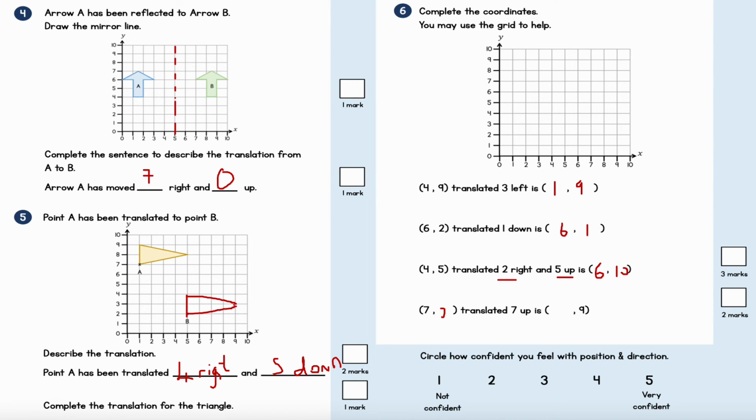So that's going to be a 2 there. That's going to be a 7, because the y coordinate is changing by 7. 2 plus 7 is 9. Right, guys, that's the end of position and direction. Please do go ahead and circle how you feel now with position and direction.